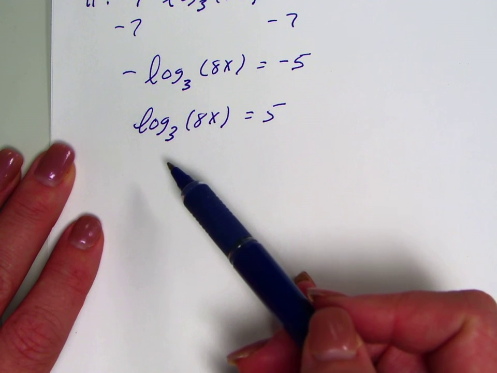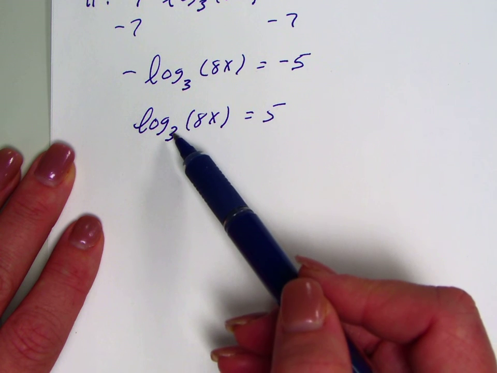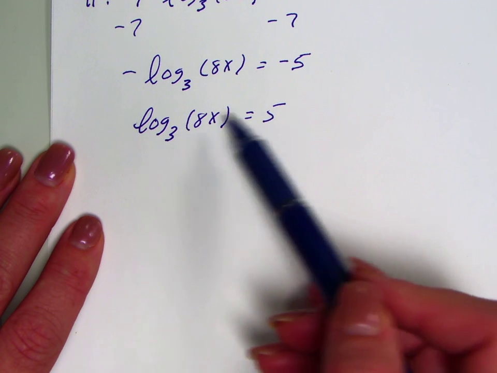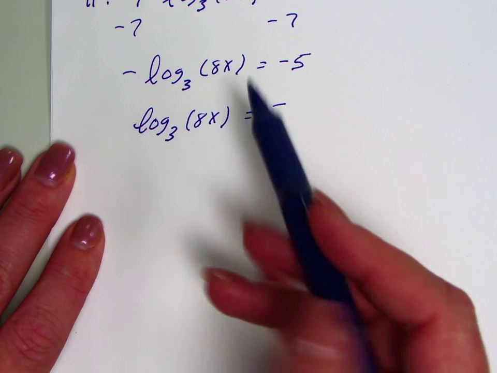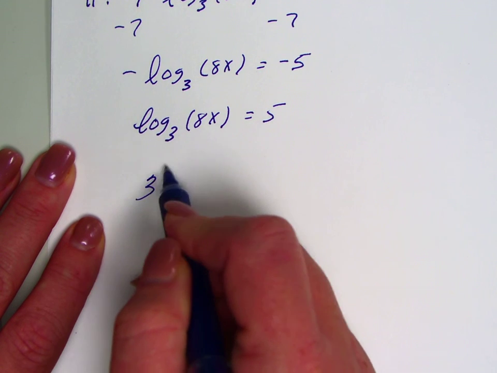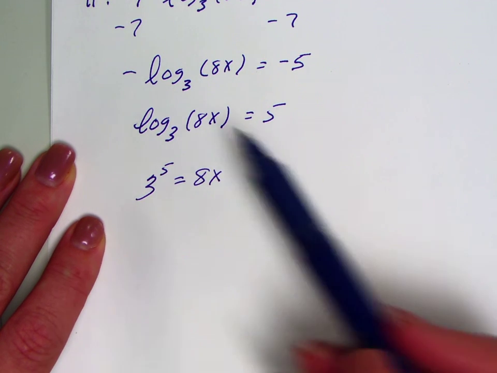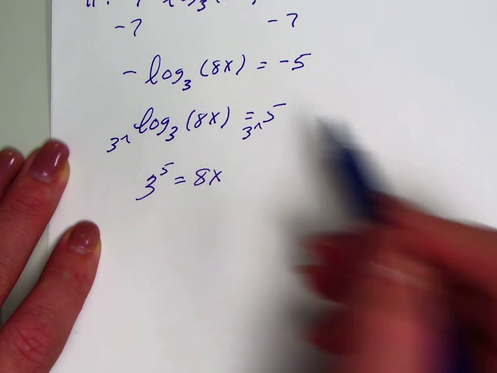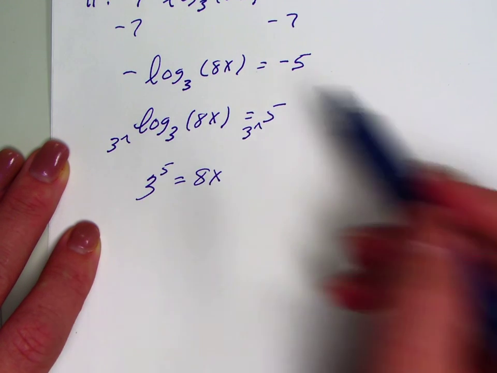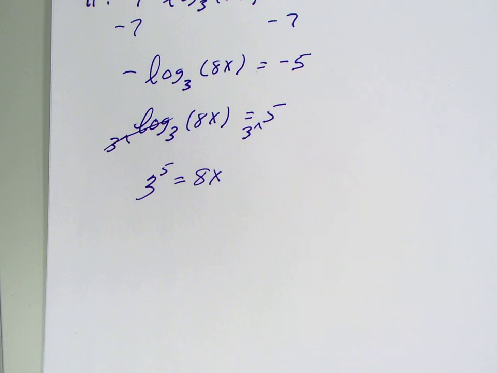So remember we learned about rewriting from logarithmic to exponential equations, right? So to rewrite this, I would rewrite it as 3 to the 5th power equals 8x. Well, that's the same thing I would have gotten if I had exponentiated 3 raised to this and 3 raised to that, because this would cancel out. So you guys see you've learned 2 different tools, 2 different methods for solving these.